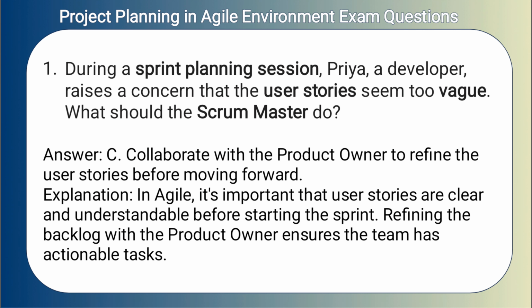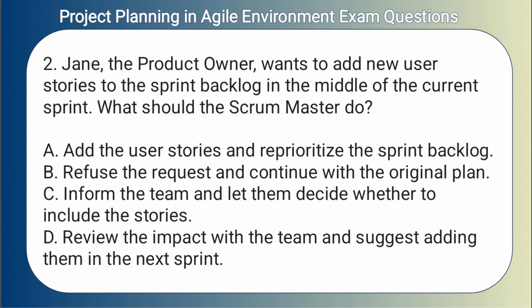Answer: C. Collaborate with the product owner to refine the user stories before moving forward. Explanation: in Agile, it's important that user stories are clear and understandable before starting the sprint. Refining the backlog with the product owner ensures the team has actionable tasks.